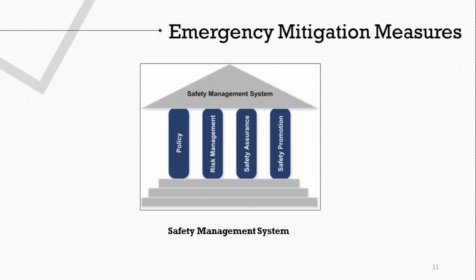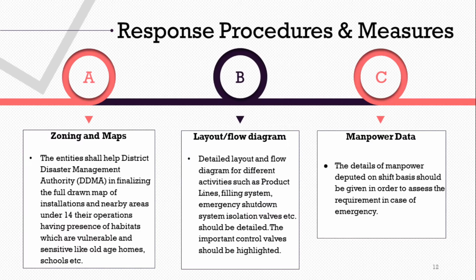Safety promotion includes training, communication, and other actions to create a safety culture across all levels of the workforce. Now, moving to the next slide, response procedure and measures. They are classified broadly in three ways: zoning and maps, layout diagram, and manpower data. The entity shall help the district disaster management system in finalizing the full drawn map of installations. So in case of emergency, if they already have an idea what the place looks like, they can work faster and more efficiently.